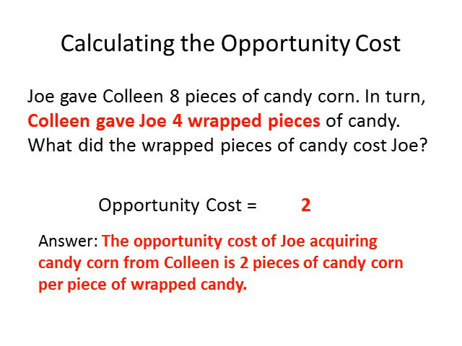One of the important things that you could always do when doing calculations is to write a short sentence describing the number that you reach. So the fact that we have just 2 doesn't tell us so much. The correct answer is to say the opportunity cost of Joe acquiring wrapped candy from Colleen is 2 pieces of candy corn per piece of wrapped candy.